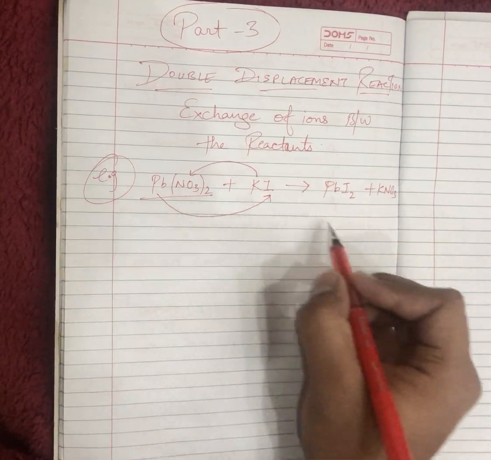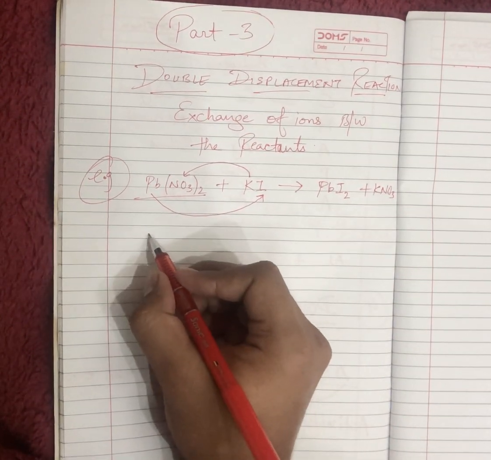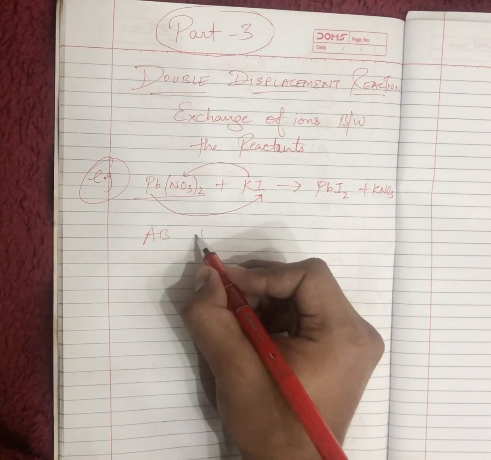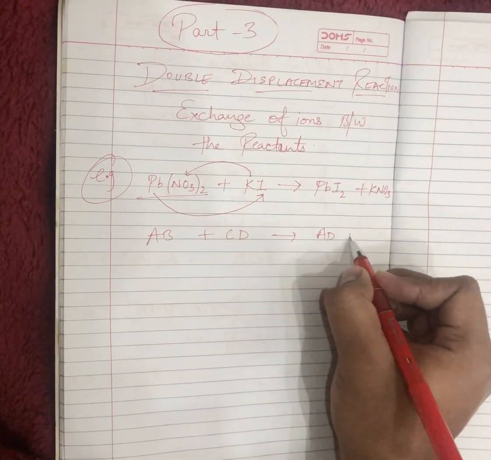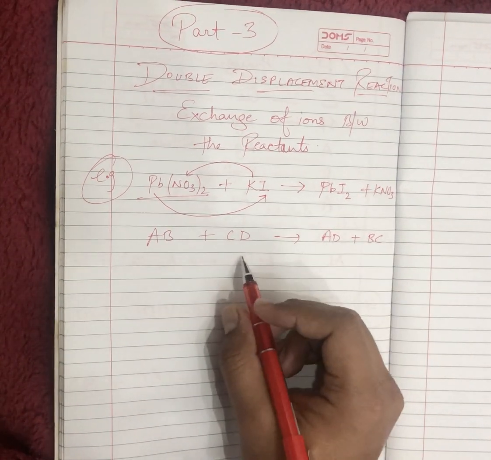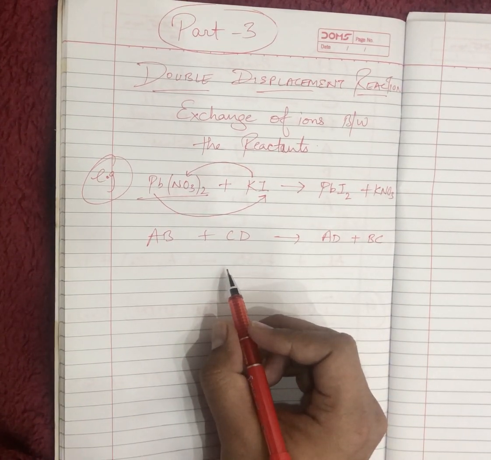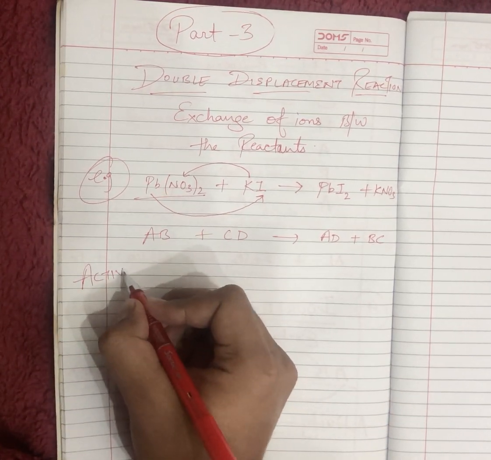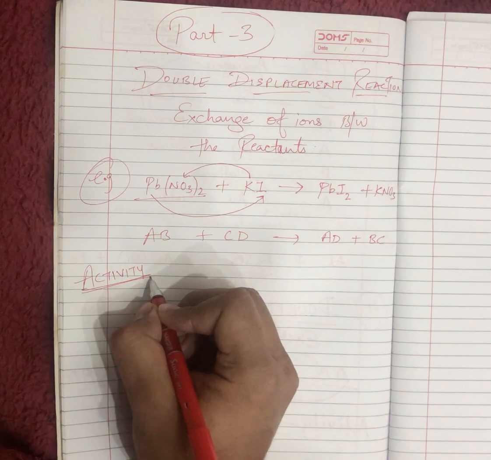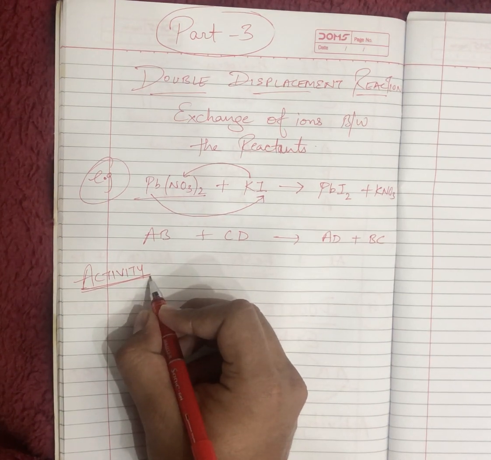So this type of reaction, if we write it in a mathematical form, I can write it like this: AB plus CD will give AD plus BC. So this type of reaction is known as double displacement reaction. But again, we have to understand with the help of an activity. So what will be the activity?